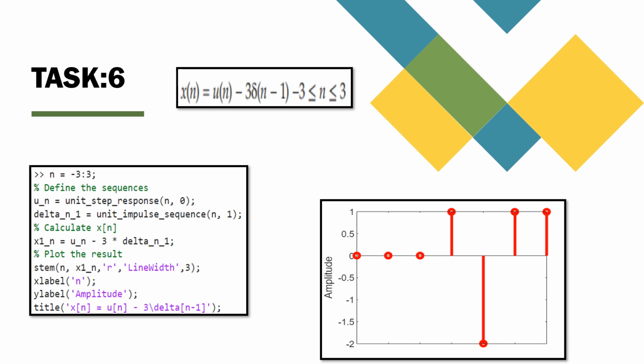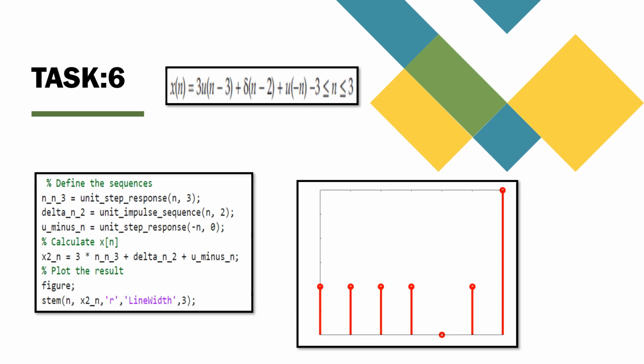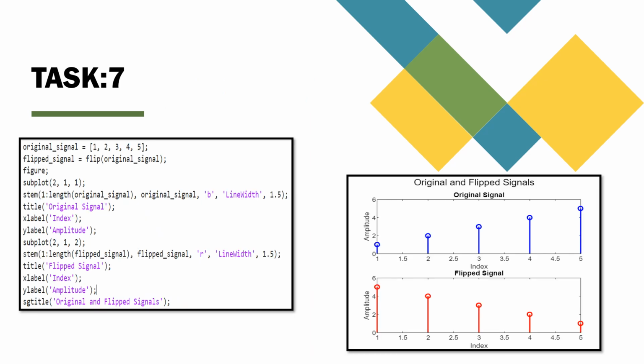You can simply call the previous function and assign the given signal equation to x, and using the stem command we can get a discrete graph. This is the second part of the previous task and can be done in the same way. In task 7 we are required to flip any given input signal. This can be done using the flip command that is a built-in command in MATLAB.